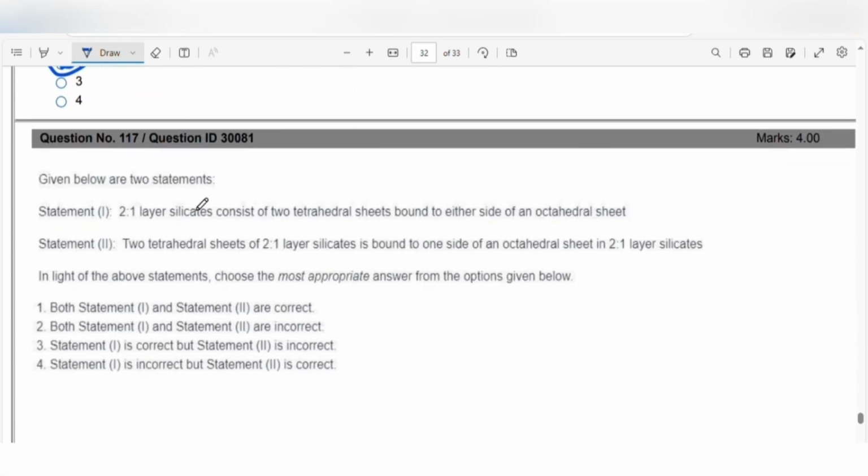Another true false type question from soil mineralogy and chemistry. 2:1 layer silicates consist of 2 tetrahedral sheets bound to either side of an octahedral sheet. True. This is a correct statement. 2 tetrahedral sheets of 2:1 layer silicate are bound to one side of the octahedral sheet. No, this is wrong. It is not connected to only one side. It is connected on two sides.